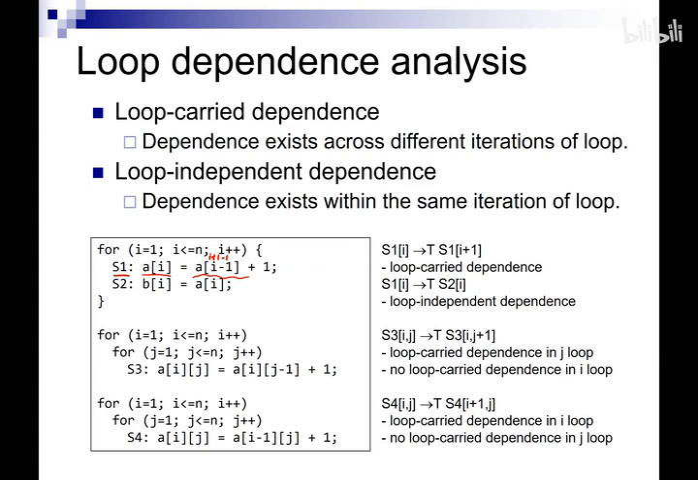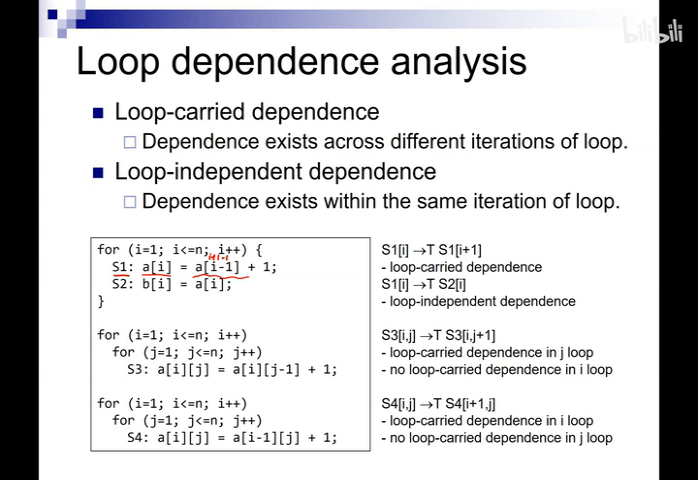You also have a loop independent dependence because even within the same iteration, you have a true dependence between statements S1 and S2. For example, in S1, you're going to write to A of I, and in S2, you're going to read from A of I. So that's a true dependence, a read after write.